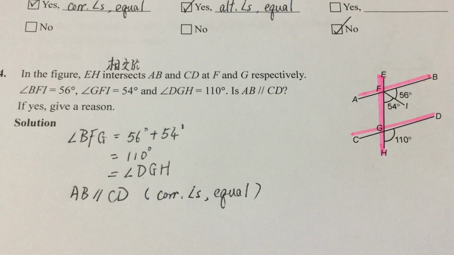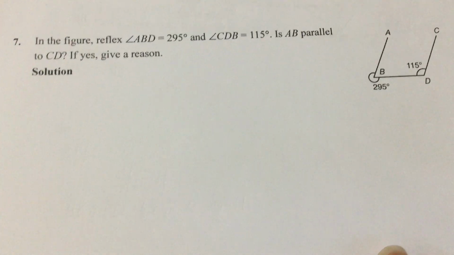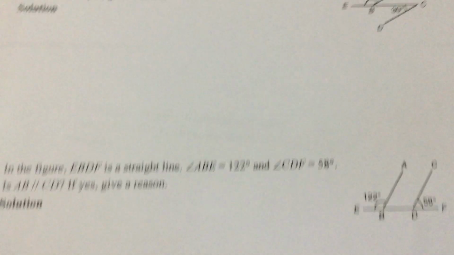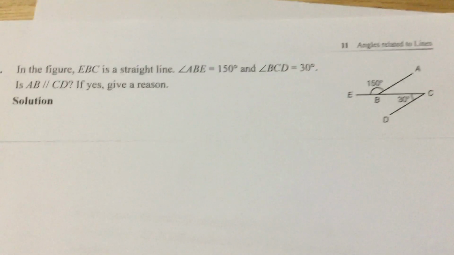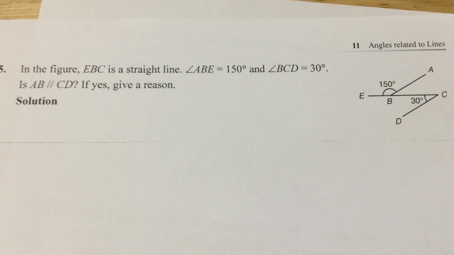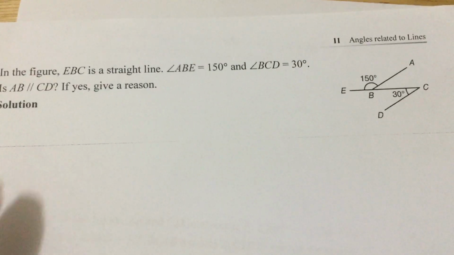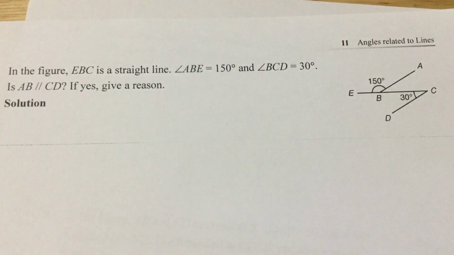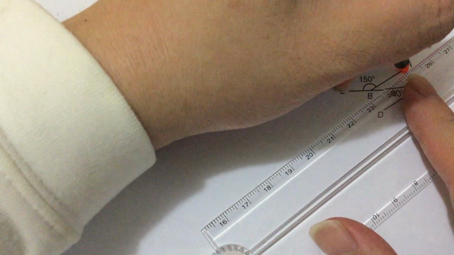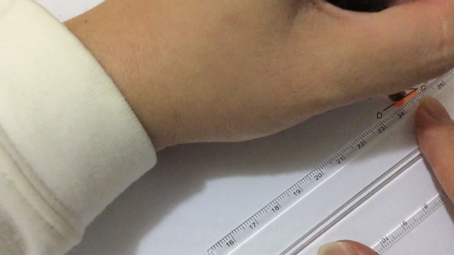Okay, now let's go to the second question, question 5. And this time, you will have some calculation to do before we go to the reason to prove AB is parallel to CD. In this question, we are going to prove AB parallel to CD. So why don't we draw AB parallel to CD first?